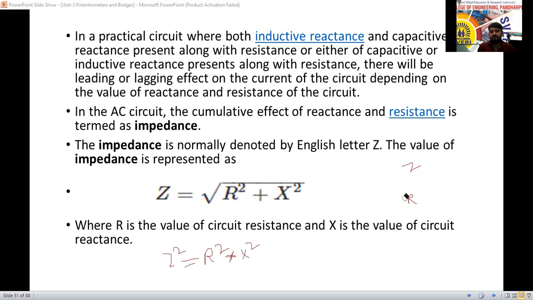Once again, I will draw it in a simplified form. Here R is there, here X is there. So this is R and this is X. The sum of these, that is Z, we are going to call Z here. So Z square equal to R square plus X square. If I want to remove the square from Z, the square root will come: Z equal to square root of R square plus X square.